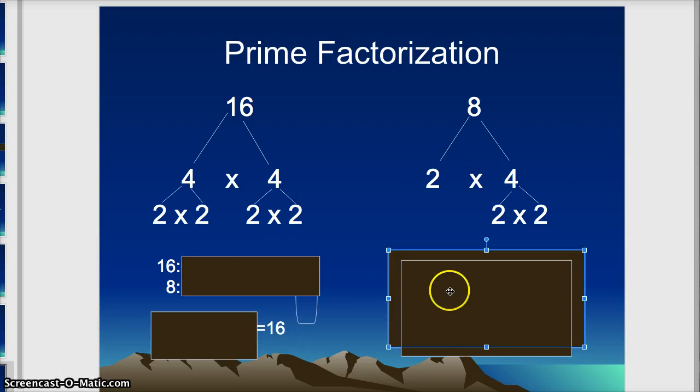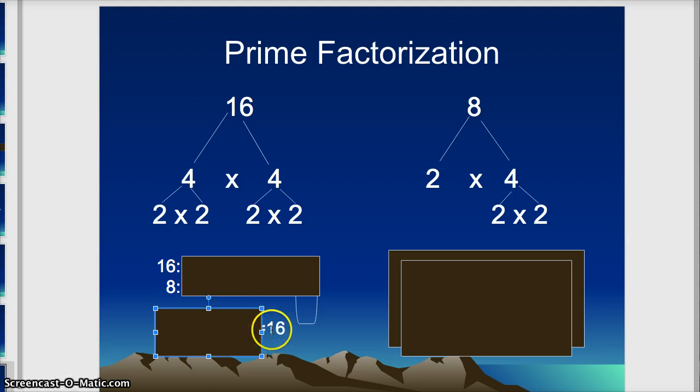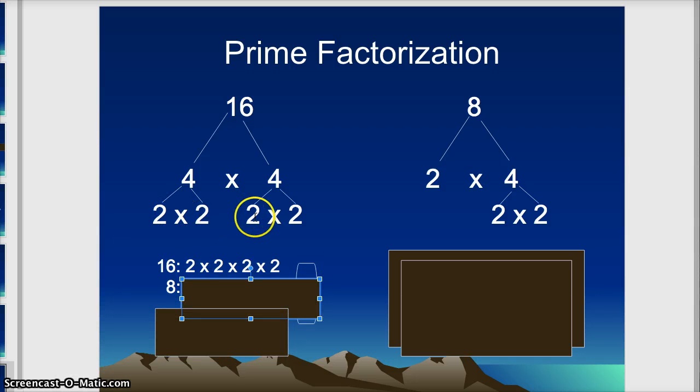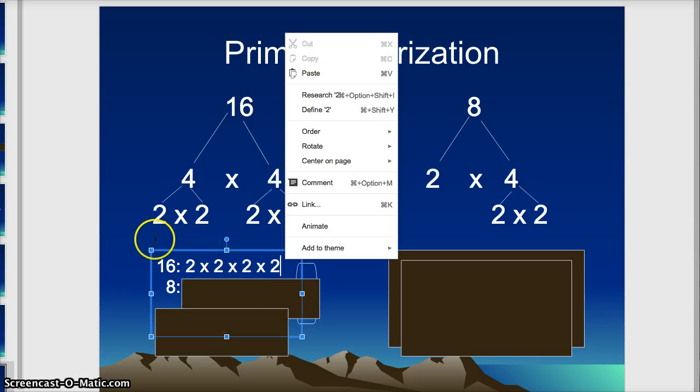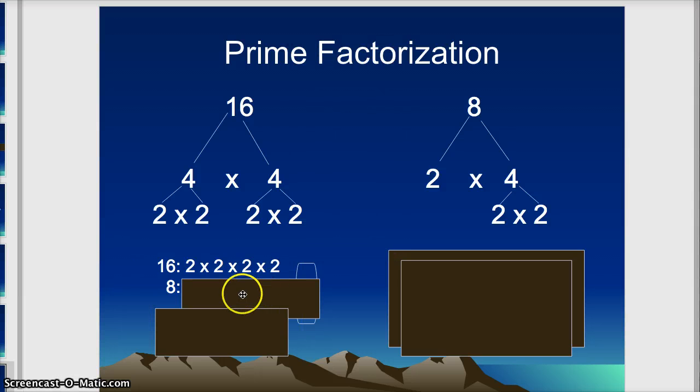So let's use these numbers to figure out what our least common multiple is. I don't know why this is moving. Okay, so 16, I'm listing out my prime factors, which are 2, 2, 2, and 2, all of those numbers multiplied together. Now for 8, I have 2, 2, and 2.